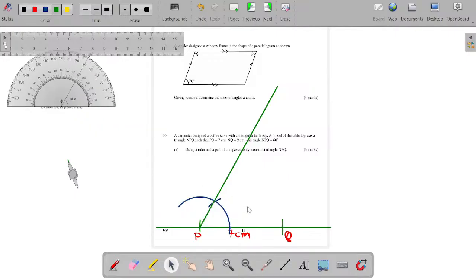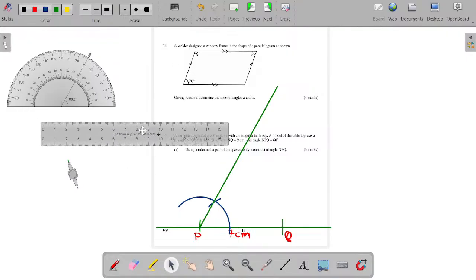So that's super drawing. Then NQ is 9. So 9 I have to measure from my ruler using my pair of compass. I need to measure 9 like that.